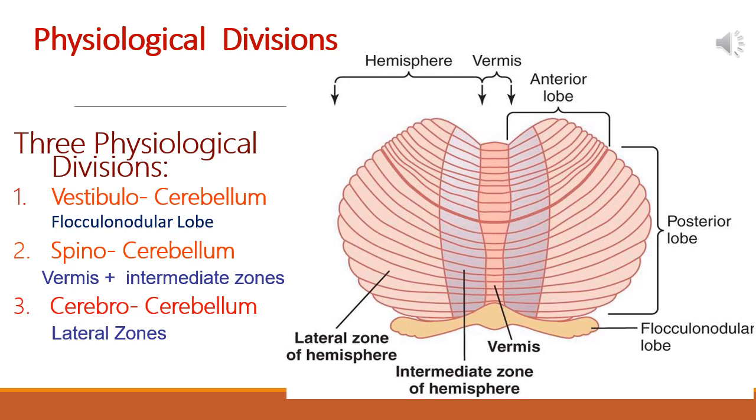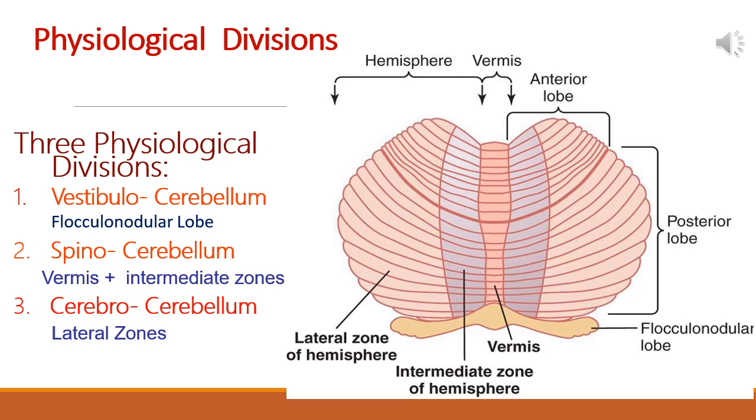Functional divisions. Functionally, the divisions or lobes are named according to the connections they make with other components of the motor control system. The flocculonodular lobe is functionally related to the vestibular apparatus and therefore also called the vestibulocerebellum. It is concerned with control of body posture, equilibrium, and maintaining visual fixation, that is the vestibulo-ocular reflex.